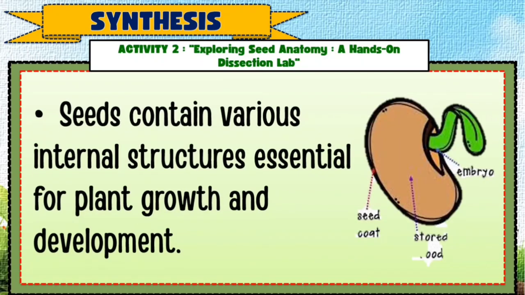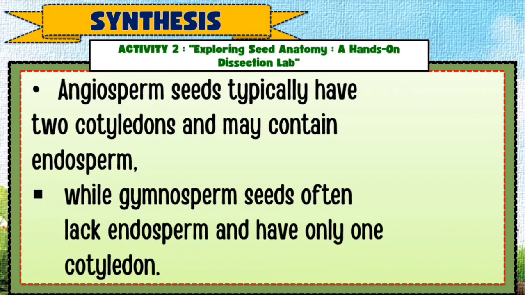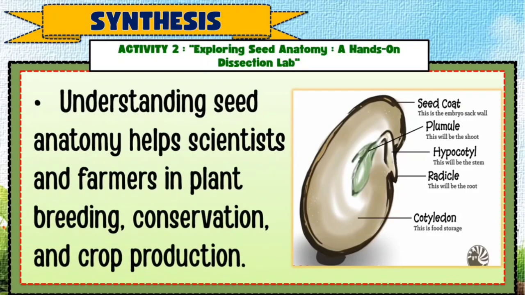Synthesis. Seeds contain various internal structures essential for plant growth and development. So as you can see in this diagram, we have the seed coat, the embryo, and the stored food. Angiosperm seeds typically have two cotyledons and may contain endosperm, while gymnosperm seeds often lack endosperm and have only one cotyledon. Understanding seed anatomy helps scientists and farmers in plant breeding, conservation, and crop production.